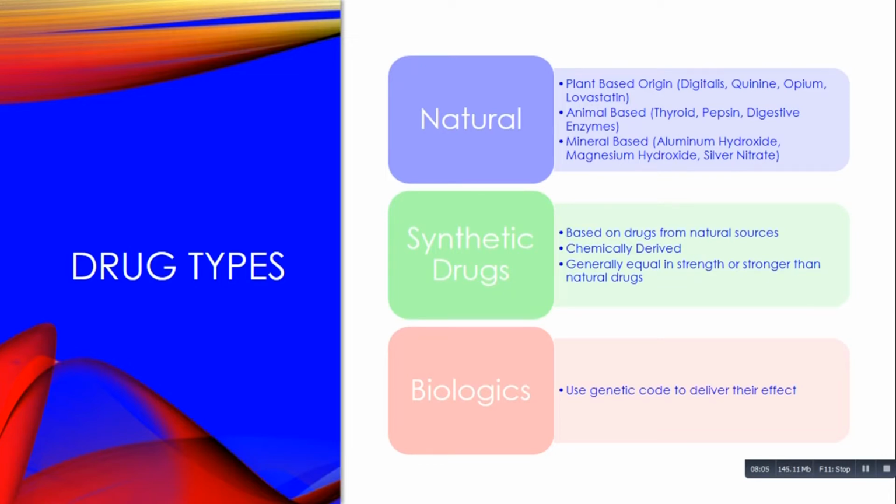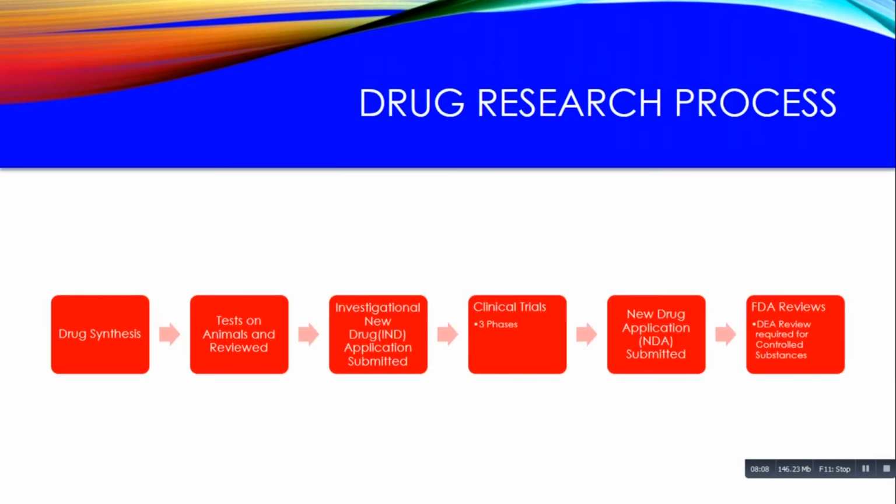So how does a drug get approved? Well, we got to find one first. You can't make a drug if you don't know what it is. So we synthesize a drug. We test it on animals and review whether or not it actually has a medical purpose. If we determine that it actually could be therapeutically effective on human beings, they file an investigational new drug application with the FDA. It's called an IND.